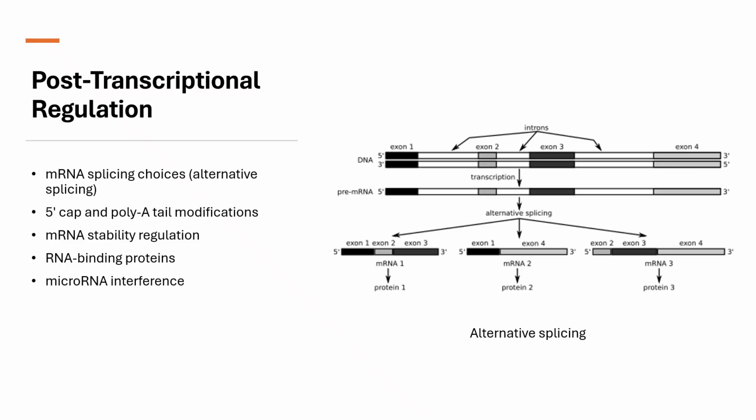RNA binding proteins influence which mRNAs survive and which are rapidly degraded. MicroRNAs can silence mRNA by base pairing with them and preventing translation. These mechanisms ensure precise protein levels and dynamic responses.